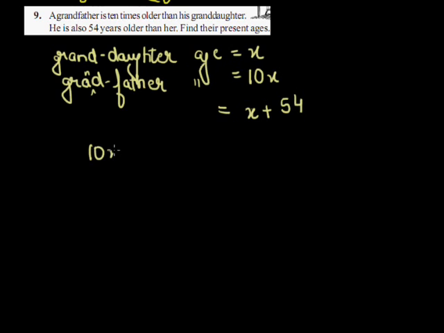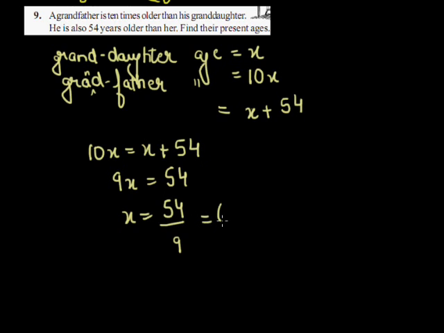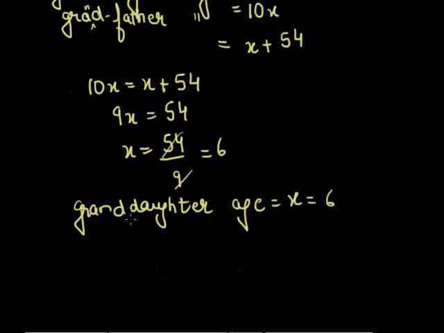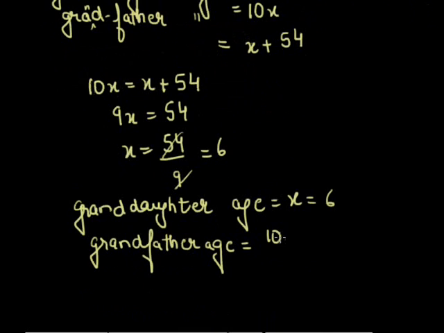Now 10x and x plus 54 are the same age of the grandfather. So I can equate 10x and x plus 54. Now I can solve for x. 10x minus x, that is 9x, is equal to 54. So the value of x will be 54 upon 9, that is equal to 6. So the granddaughter's age is equal to x, that is equal to 6, and the grandfather's age is equal to 10x, that is 10 into 6, that is 60 years. So both the ages are 6 years and 60 years.